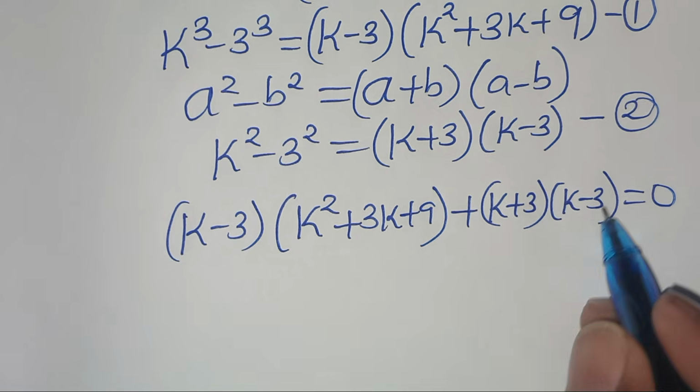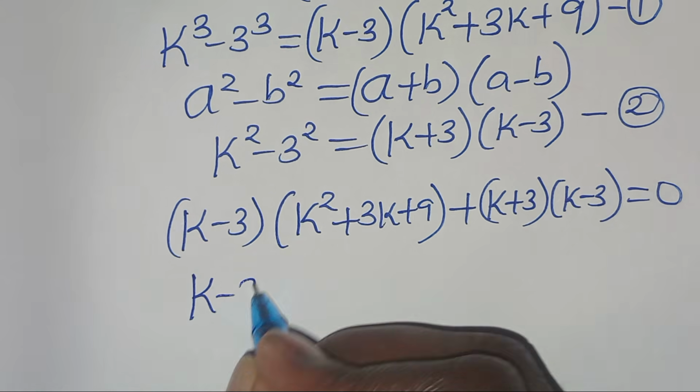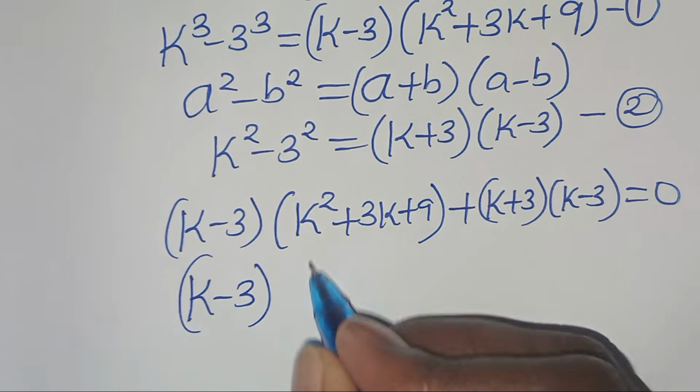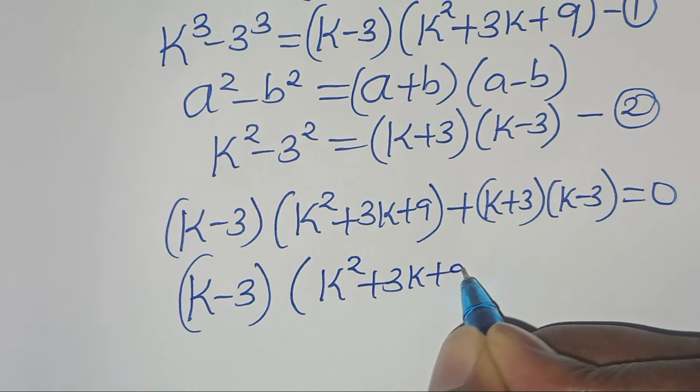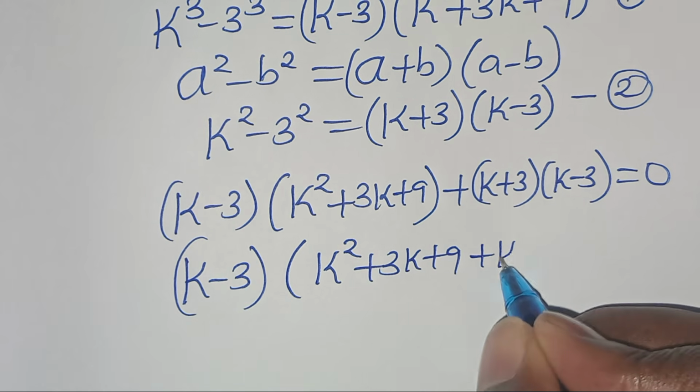k minus 3 is common here. We factor out k subtract 3, so that now this is k squared plus 3k plus 9, then plus k plus 3.